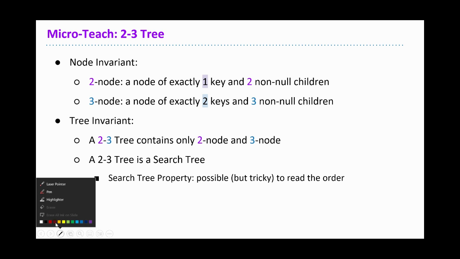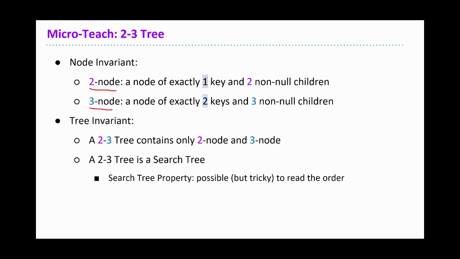So here we go. We have two different types of nodes. We have a 2 node and a 3 node. A 2 node is a node that has exactly one key and two non-null children. So illustrated, this means they have one key. This has one specific value in it, and it has two non-null children. Looks kind of like a BST.